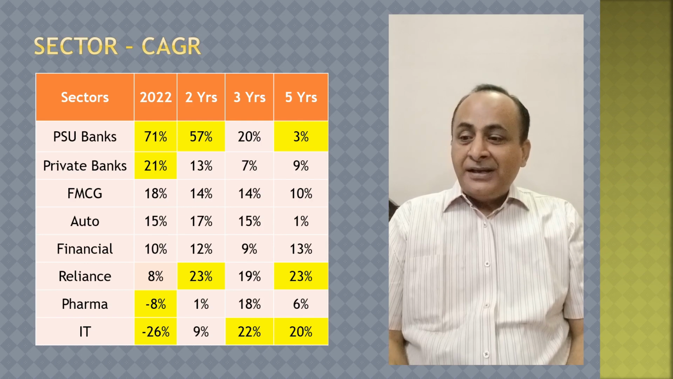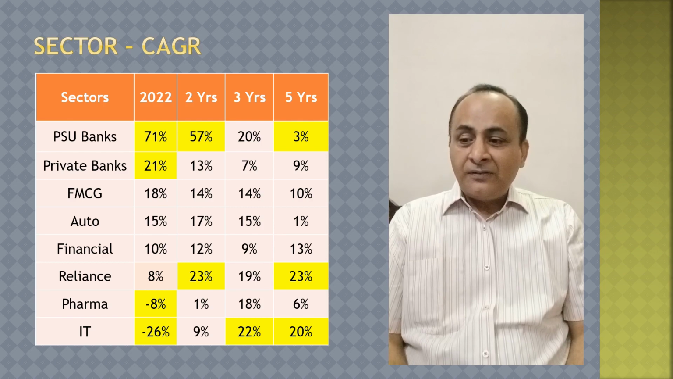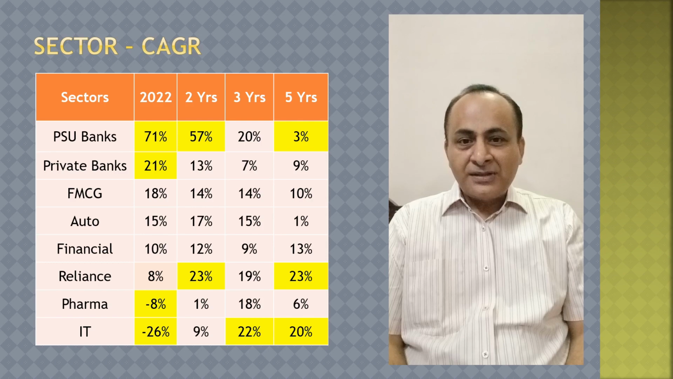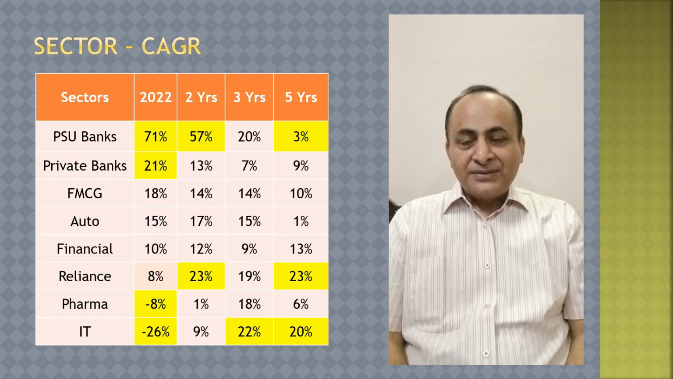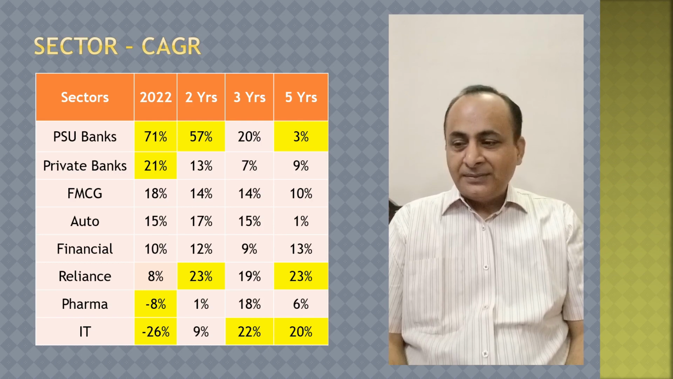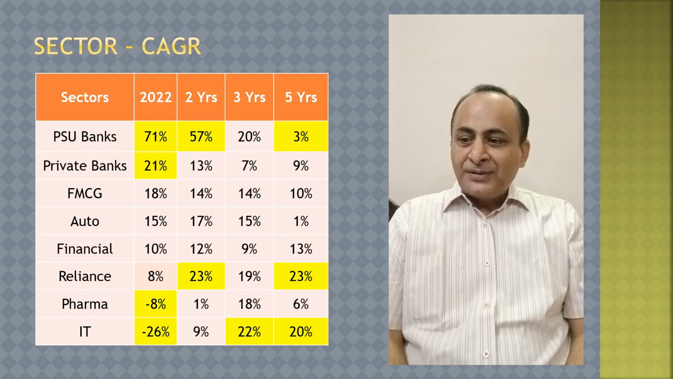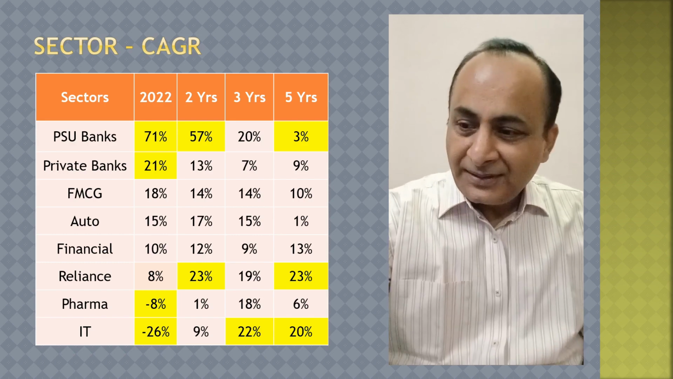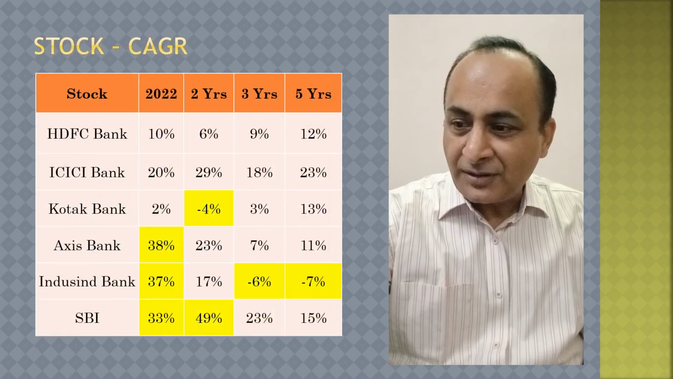Now, if we see IT track records, 3 year and 5 year CAGR, they are operating at more than 20%. There is no reason for IT stocks to fall by 26%. Even this year, they are in a downtrend. But it happens in the stock market. So okay, let's go down to individual stocks.